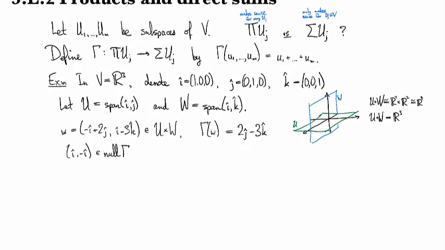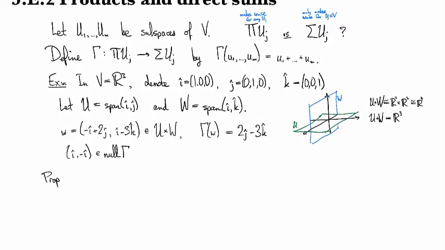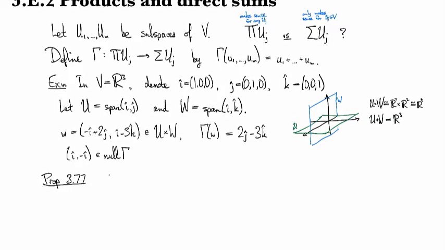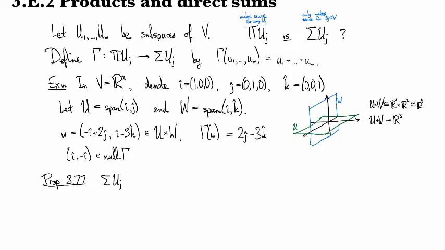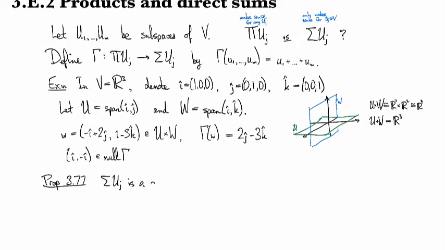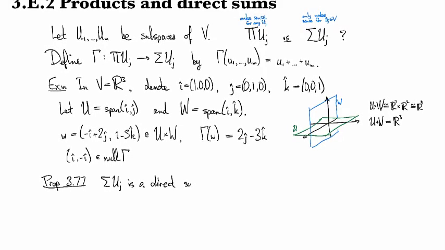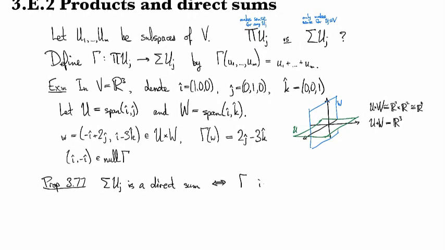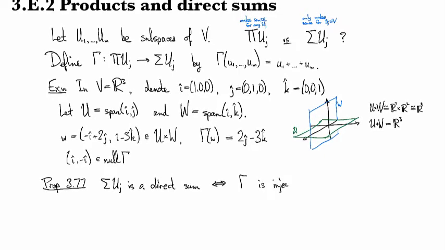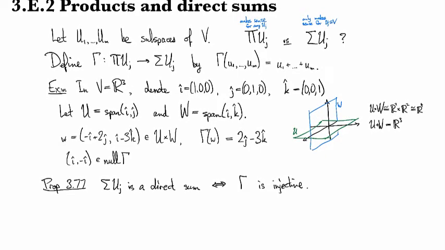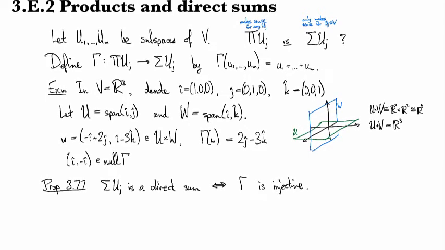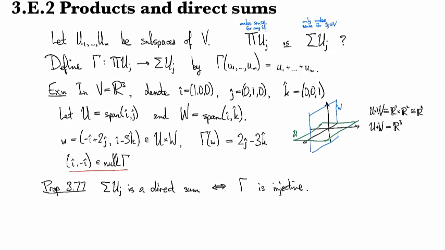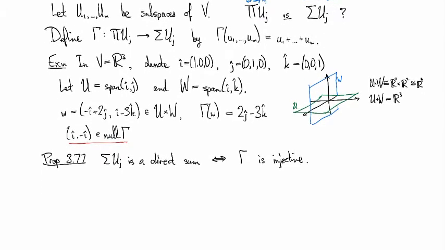So with that in mind, let's go ahead and take a look at proposition 3.77, which says that the sum of the UJs is direct if and only if gamma is injective. So this is what failed to happen in the previous example because, of course, we had a non-trivial element of the null space. So gamma is not injective in that case.